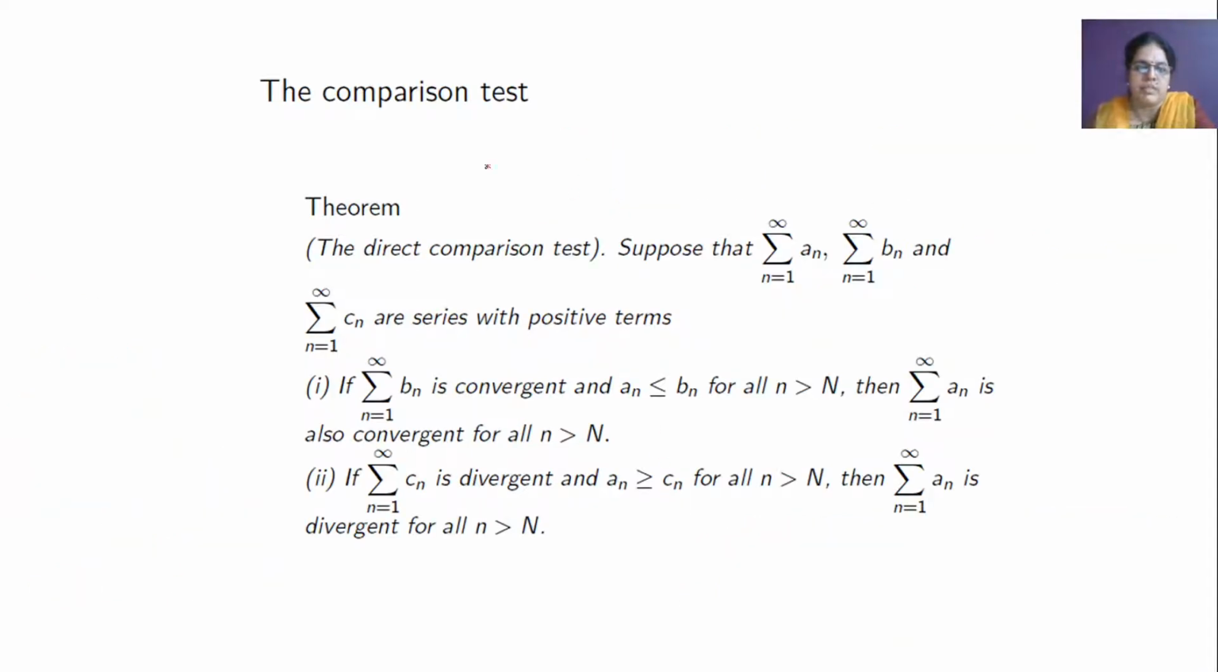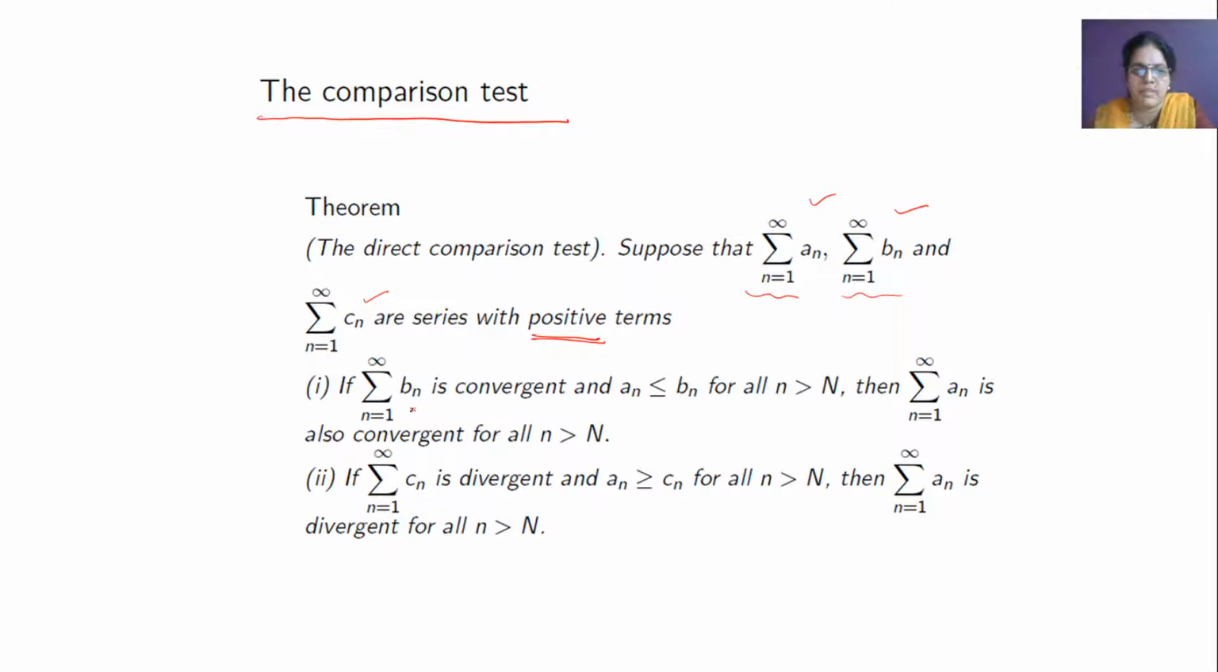So next we consider a test called the comparison test for the convergence or divergence of series. We consider two series, sigma an and sigma bn, and also sigma cn. Suppose these three are series with positive terms. Series with positive terms means all the terms of the series are positive: an, bn and cn are greater than or equal to 0. Then we compare a series with another series.